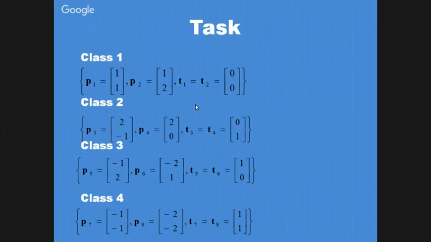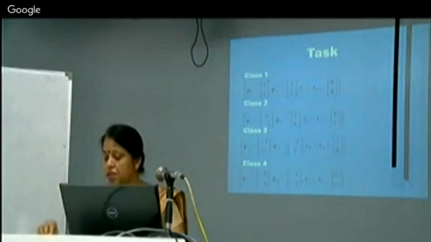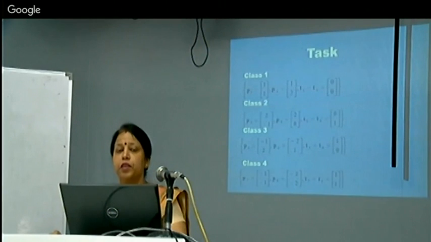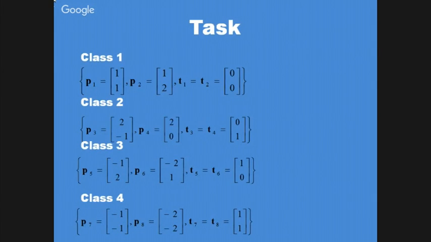So this is a task for you. I will discuss it afterwards. You will get some 10-15 minutes and you have to solve it. You can just note it down, and I will ask for the result: what is the final weight? I'll give you 15 minutes, and after that I will discuss. So this is P1, I suppose it may not be visible. P1 equals 1 and 1, P2 equals 1 and 2, T1 and T2 equal 0 and 0. That means for P1, T1 is 0, and for P2, T2 is 0.